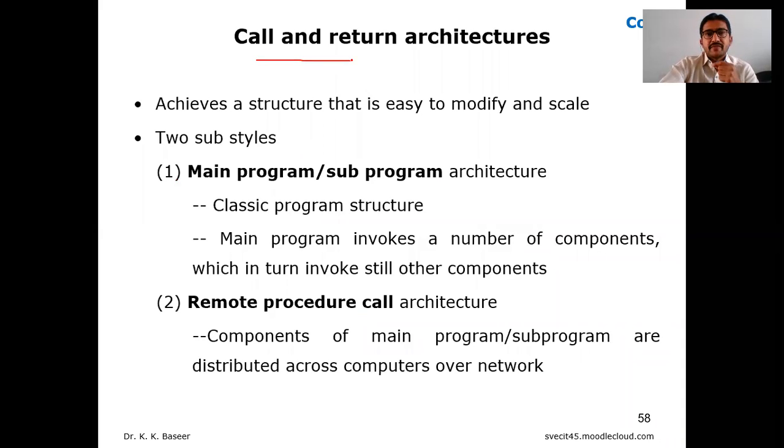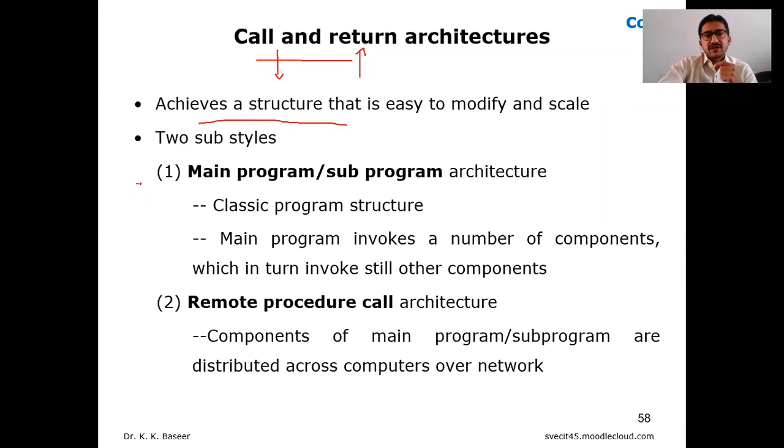If you remember the function concepts in Python, we call a function. After calling a function, that function will compute something and return it. Maybe a few functions don't return anything, a few functions return something. In the same fashion, call and return architecture does the same thing. It achieves a structure that is easy to modify and scale.